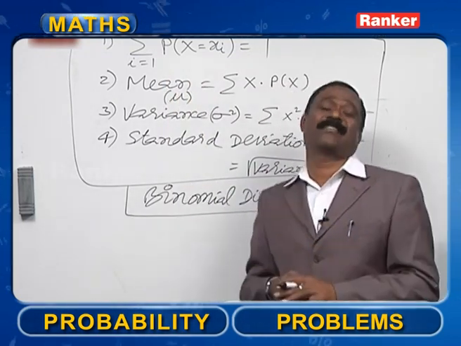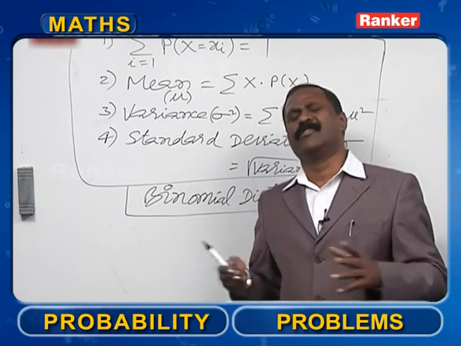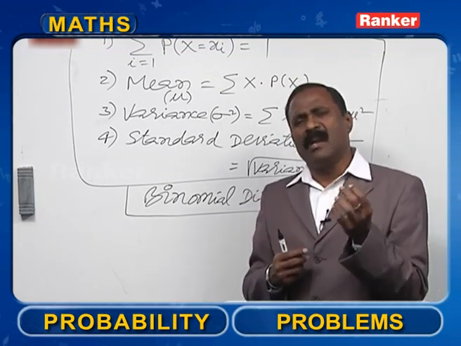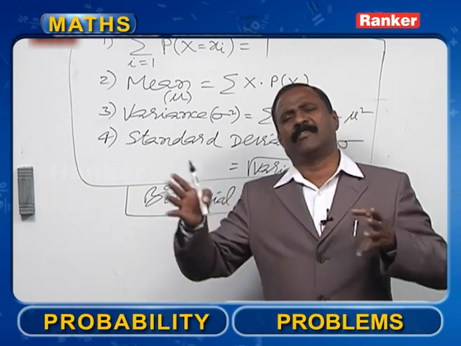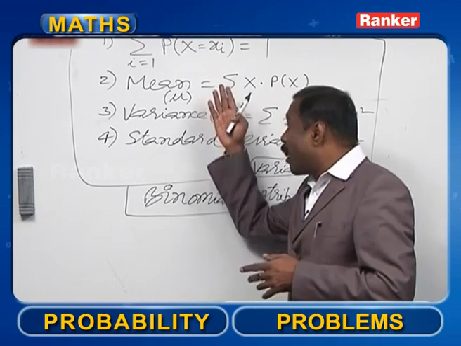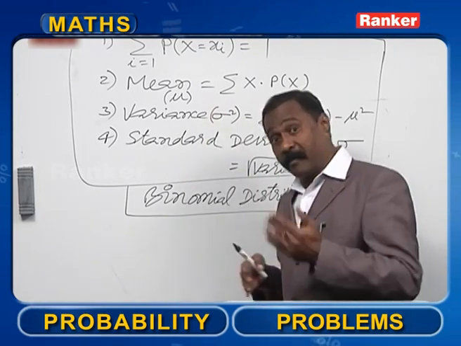These are the things. If you understand, you can easily solve the problems. Whenever the number of outcomes is small and it is easy for us to prepare a table, then it is convenient for us to work it out through what I explained in the previous problem.